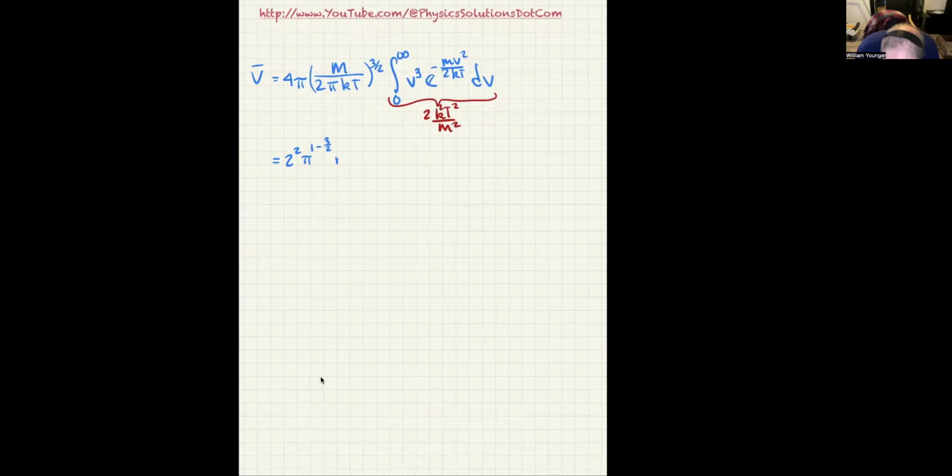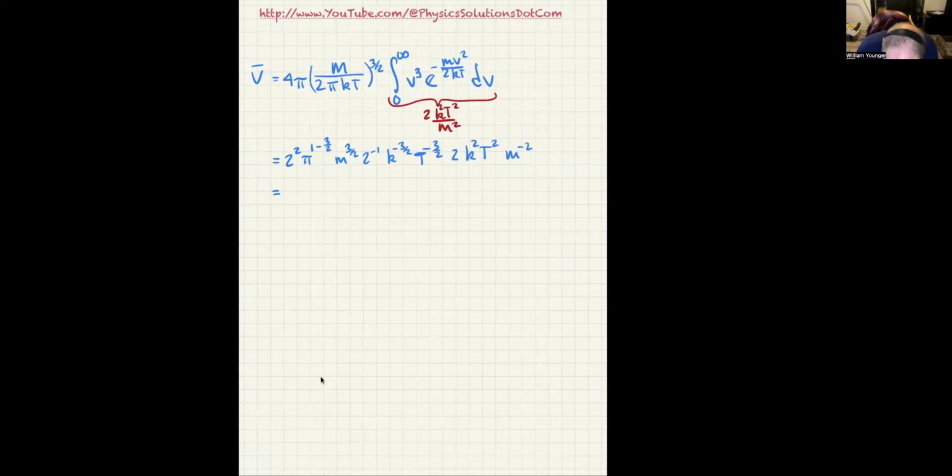My m is going to be raised to the 3 halves power. My 2 in the bottom here is going to be raised to the negative 1 power. I've already taken care of my pi. My k is to the negative 3 halves power, and my t is also to the negative 3 halves power. And now I have yet another 2, and then a k to the 2 power, a t to the 2 power, and an m to the negative 2 power because the m is in the bottom.